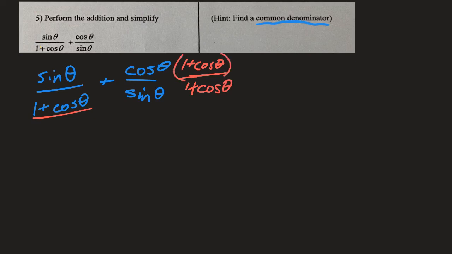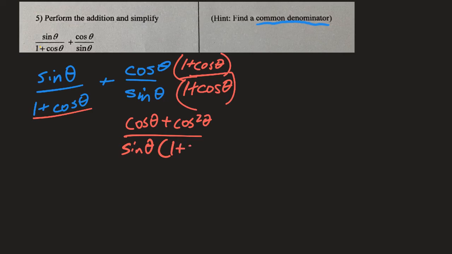So now what we can do is distribute on this top part, okay? So I've got cosine times 1 is cosine theta, plus cosine times cosine is actually cosine squared of theta. And the bottom part, I'm going to leave without distributing, okay? So for now, let's just leave this alone. If we need to, we can combine it later, okay? But for now, let's leave it alone.